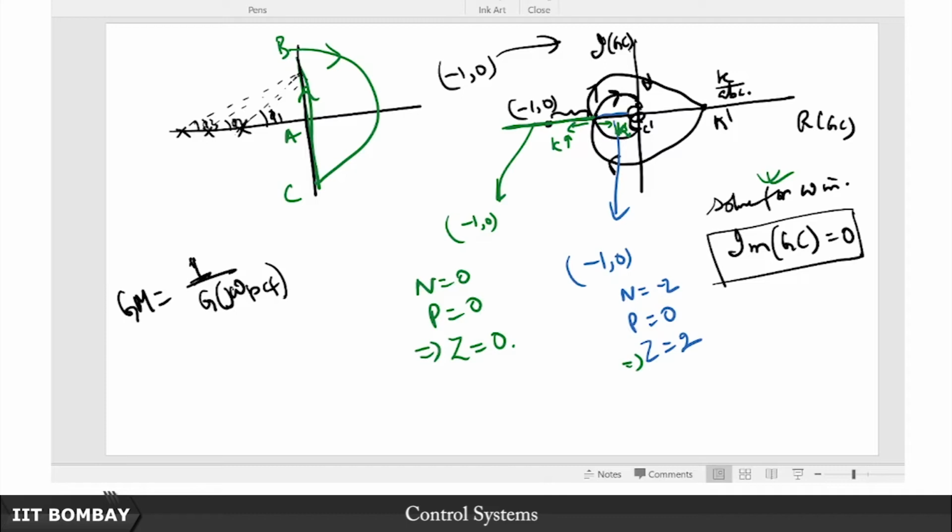What about the phase margin? What is so special about the phase margin? Phase margin is evaluated wherever the gain crossover happens. What do you mean by the gain crossover happening? Gain crossover means wherever this g of j omega is equal to unity in magnitude.